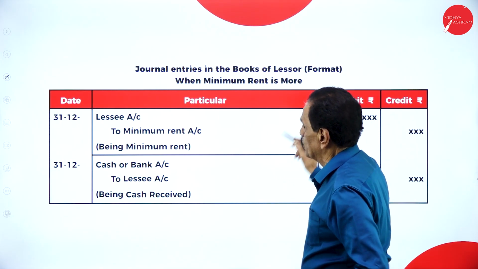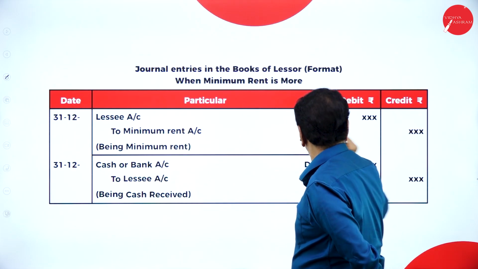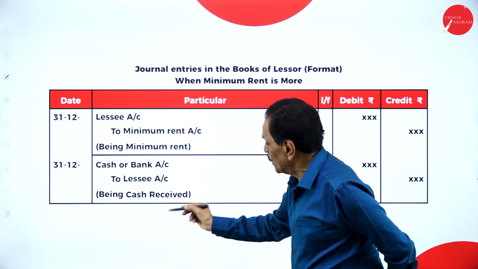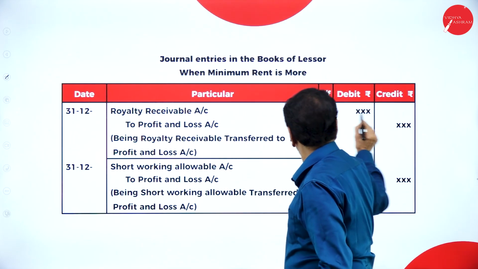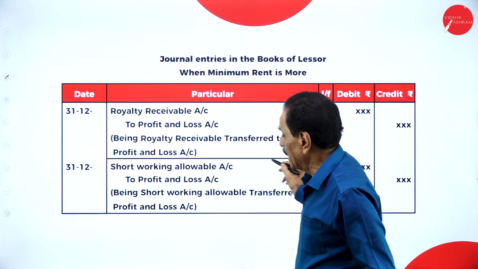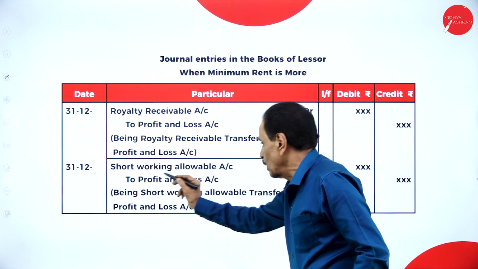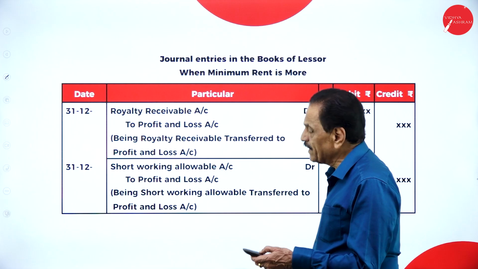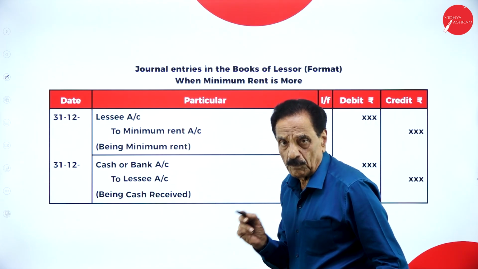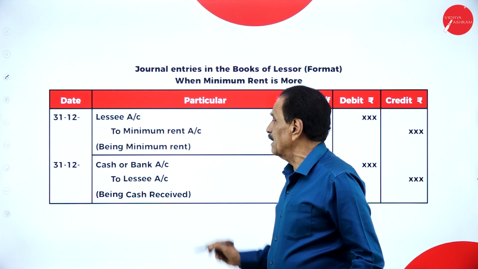When minimum rent is more: lessee account debit to minimum rent account; cash or bank account debit to lessee account; royalty receivable account debit to profit and loss account; short working allowable debit to profit and loss account. The entry must be perfect. Lessee account debit to minimum rent account.